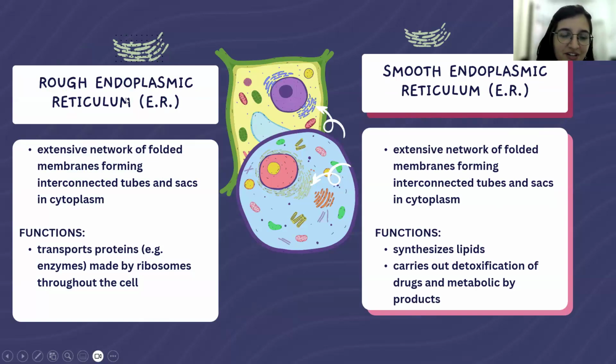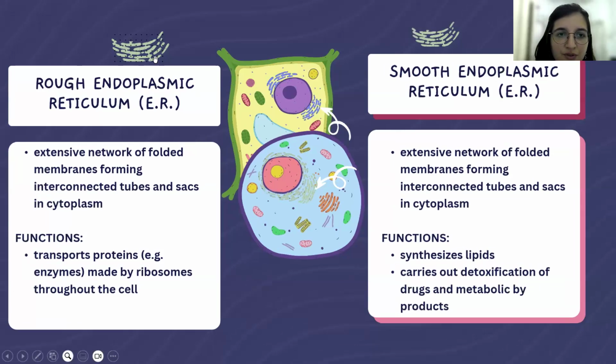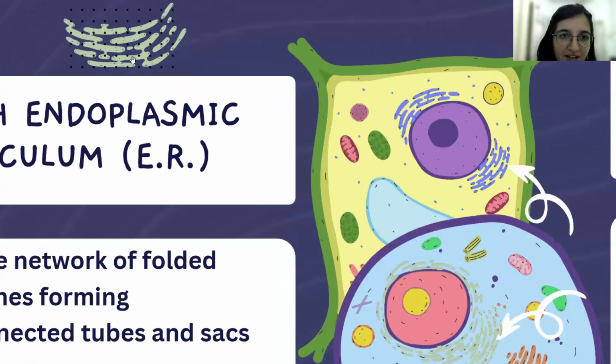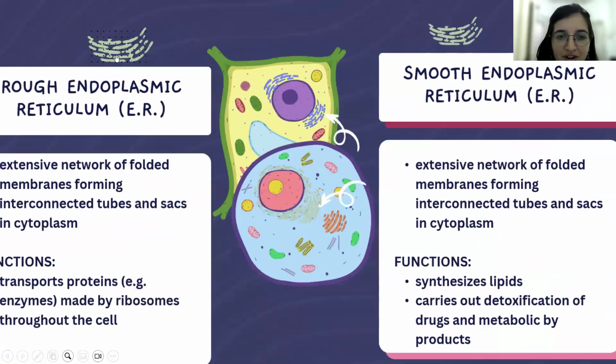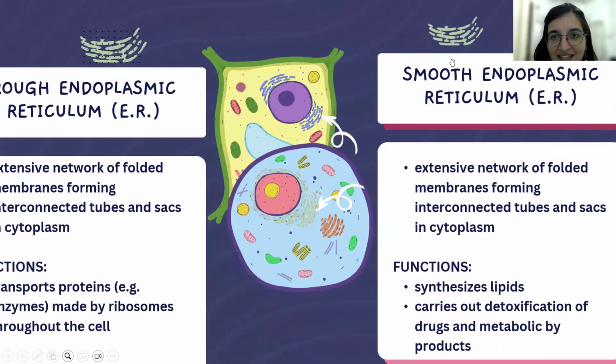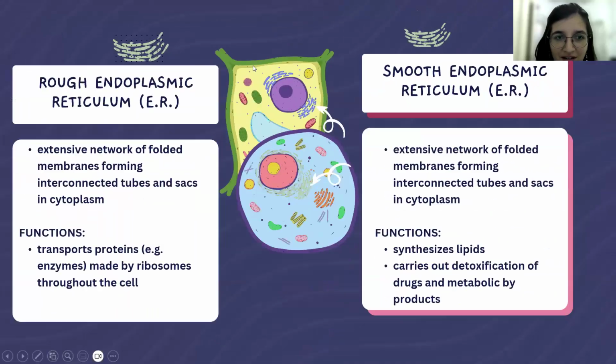The rough endoplasmic reticulum is, again, a very extensive network of membranes that have been folded, and they form interconnected tubes and sacs in the cytoplasm. So if you look carefully, they're still connected to each other, these tubes. And here in the animal cell as well. Now there are two different types, again, the rough ones and the smooth ones. So if you zoom into the rough ones, let's zoom in here, you see that the rough ones actually have dots on them. They appear rough under the microscope as well. The smooth one, the name says it out, it's smooth. It doesn't have those dots over it.